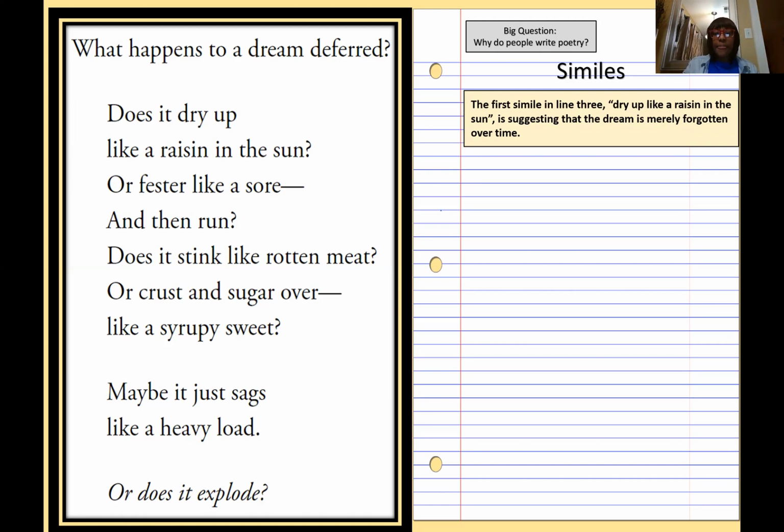And basically, that simile is suggesting that the author is telling us that dreams that are deferred, you forget it or you postpone it. That's what deferred means. You put it to the side. What happens to it? Well, it just dries up like a raisin in the sun. It's merely forgotten over time.